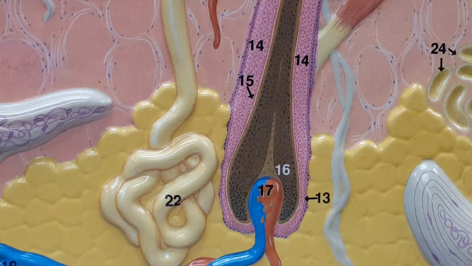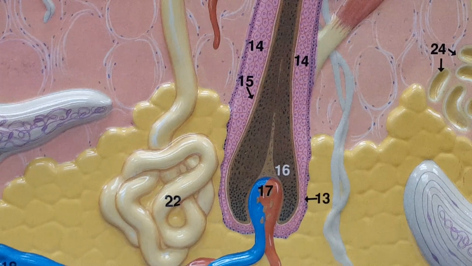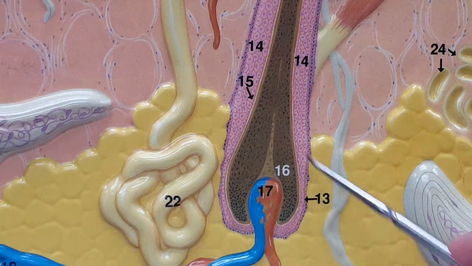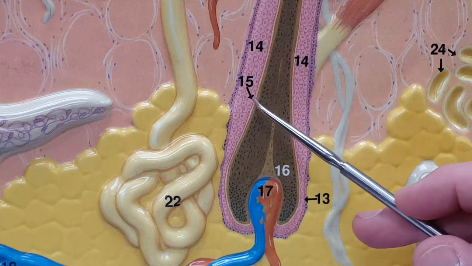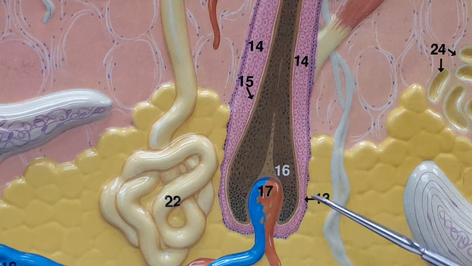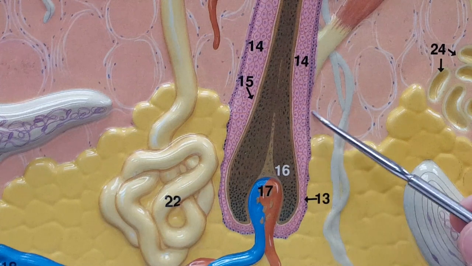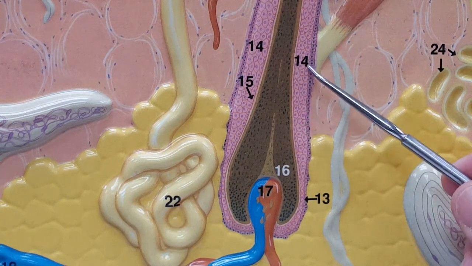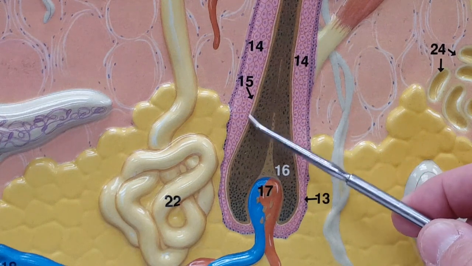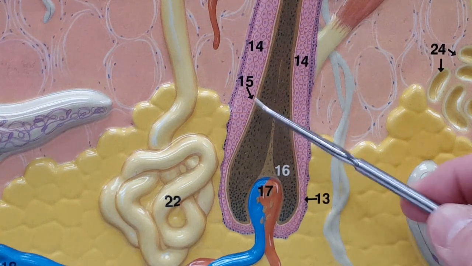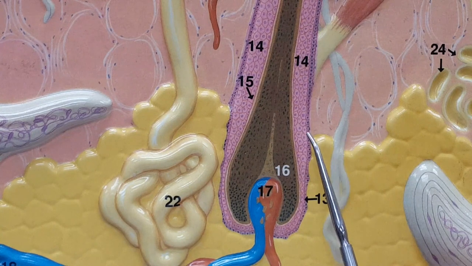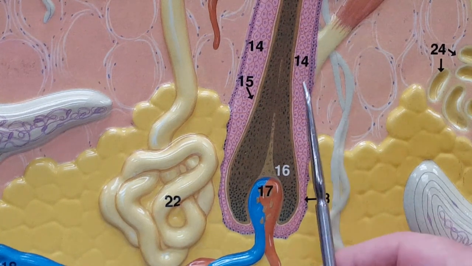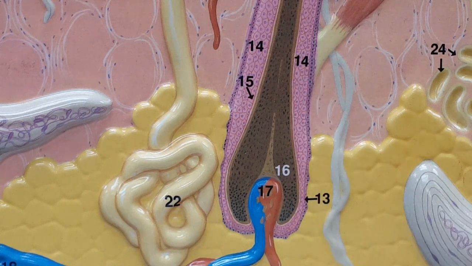So look at this particular model. I can see three layers, one labeled with a 13, one a 14, and one a 15. Dermal root sheath, external is 14, internal is this sort of yellowish line there, 15. Dermal, external, internal.